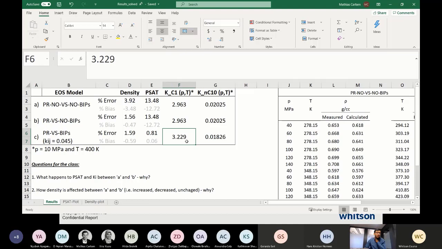And here you can see that the K values are now changed compared to the previous case. And what we should expect, because here you can see that the Kij, the binary interaction parameter, is positive, 0.05. So if it's a positive number, then the K values of the lighter and heavier fractions should move away from each other. And that's what you see here. The K value of the lighter fraction is increased, and this is decreased. So they are moving apart from each other.